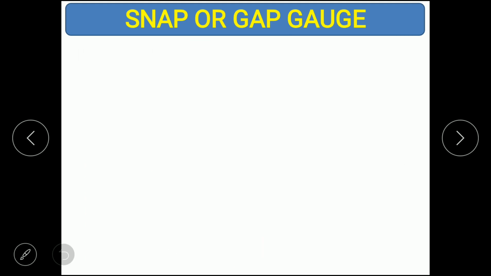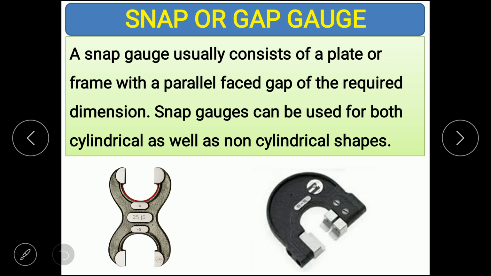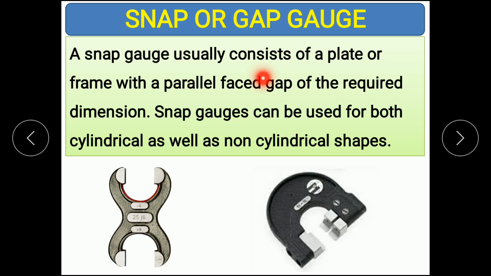Snap and gap gauges. These are somewhat different types of gauges. The snap gauge usually consists of a plate or frame with a parallel faced gap of the required dimension. So here you can see this is a parallel faced surface with some gap in between. This dimension is equal to the required dimension. So whatever dimension we want to check, it will be equal to the dimension of this gap.